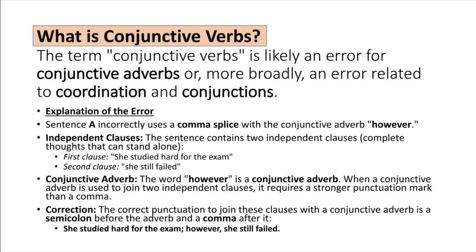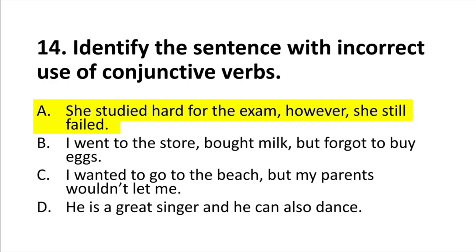Coming to the conjunctive adverb, the word "however" is a conjunctive adverb. When a conjunctive adverb is used to join two independent clauses, it requires a stronger punctuation mark than a comma. So the correct punctuation mark here should be a semicolon, and the correct sentence should be: she studied hard for the exam; however, she still failed. So the error is in option A.